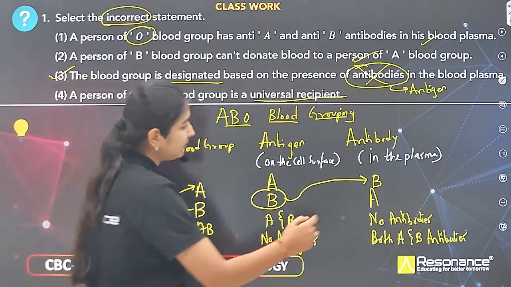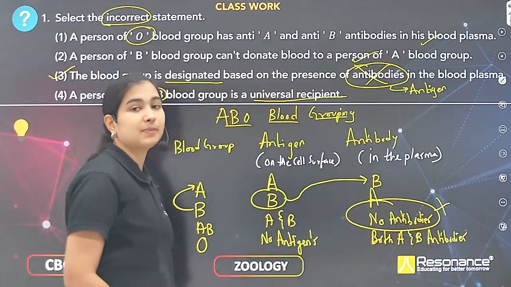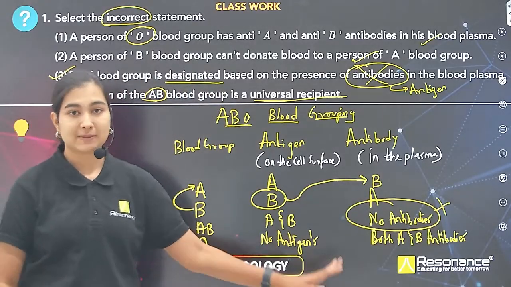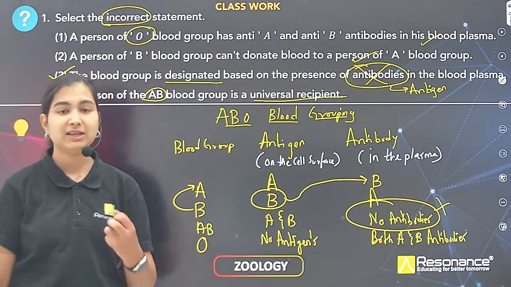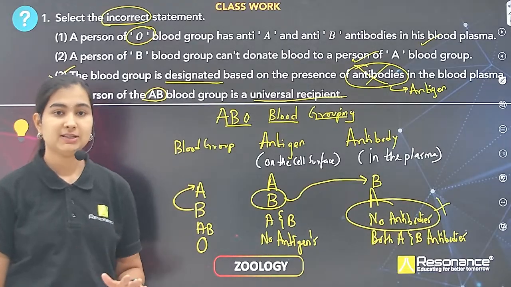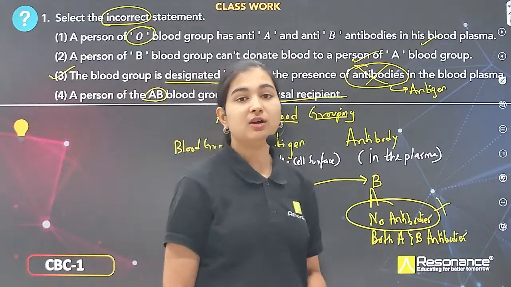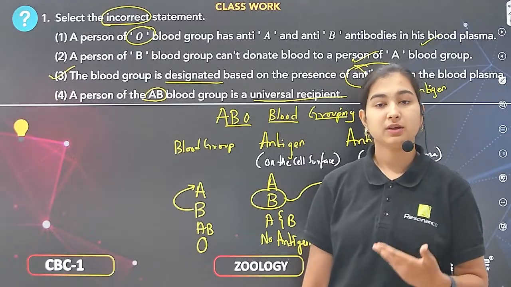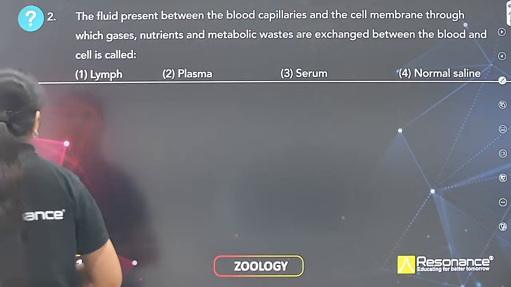Because no antibodies are present in the plasma. Now, as no antibodies are present in the plasma, no matter if all the 4 blood groups donate the blood, as there is an absence of the antigen, what would happen? They would be quickly adapting to it or taking it up. There would be no clumping. That's the reason they are the universal recipient. Whereas the universal donor, who are the universal donor? The universal donor are the O blood group. Getting my point?